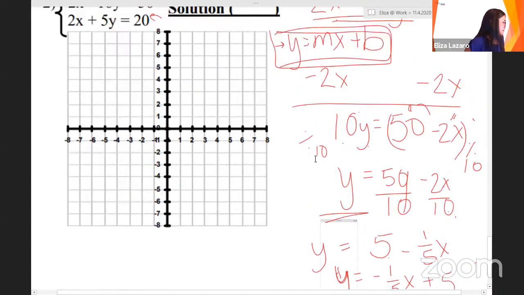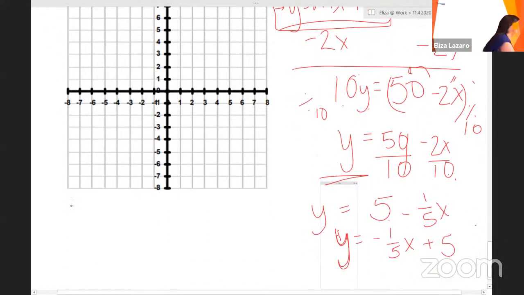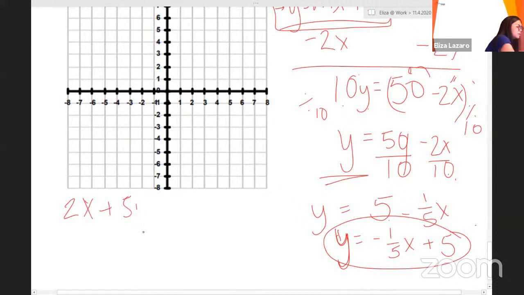So we're going to do the same thing to this equation. 2x plus 5y equals 20. Let me write that over here, and let me circle this so I remember that we need to use that to graph the next equation. So it was 2x plus 5y equals 20.